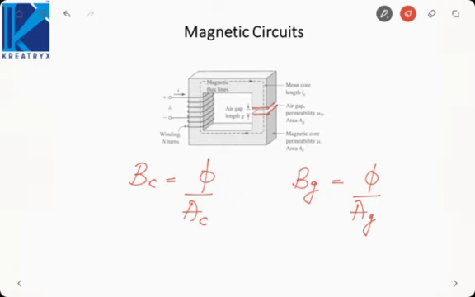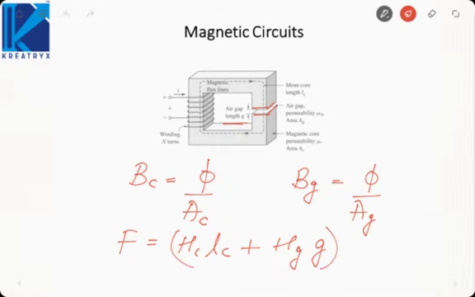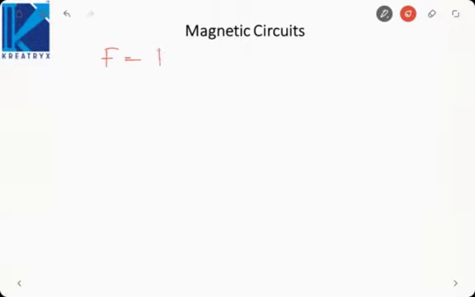Now MMF would be, we saw in the previous slide, MMF was H into L. So here H core into L core plus H air gap into G. G is the length of the air gap. Okay, air gap length is G. This is my MMF. Now we can replace this by magnetic flux density. F can be written as Bc by mu c into Lc plus Bg by mu naught into G.